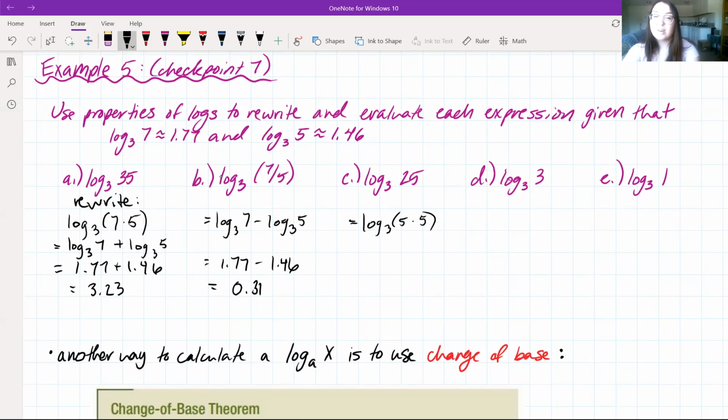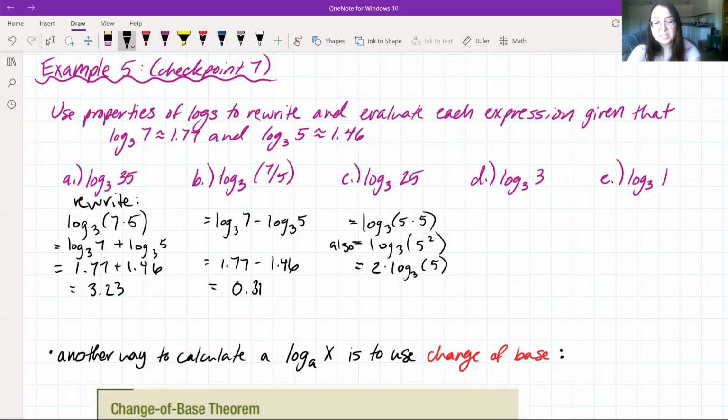Now, we also know that 25 is the same thing as saying 5 squared. So this is also log base 3 of 5 squared. And since we already used our product property, let's use our power property this time. So let's use this log base 3 of 5 to the second power. So now when we rewrite this, this is going to be equal to 2 times log base 3 of 5.